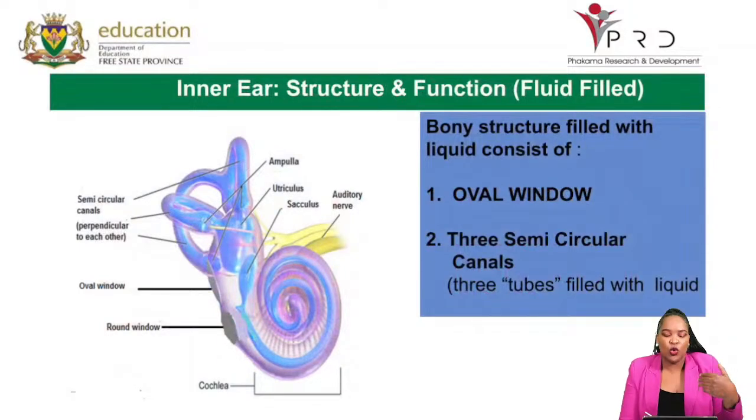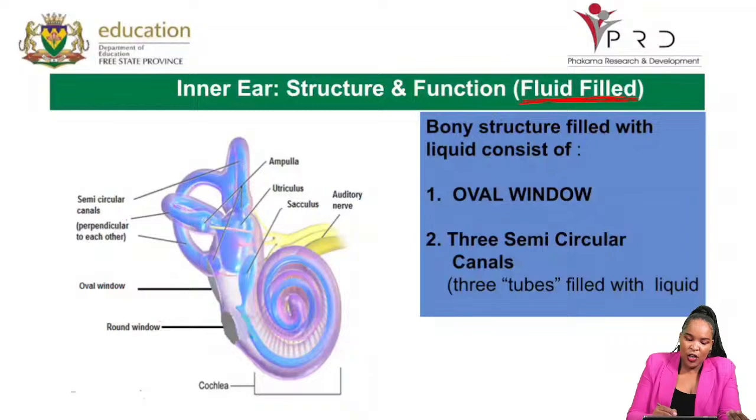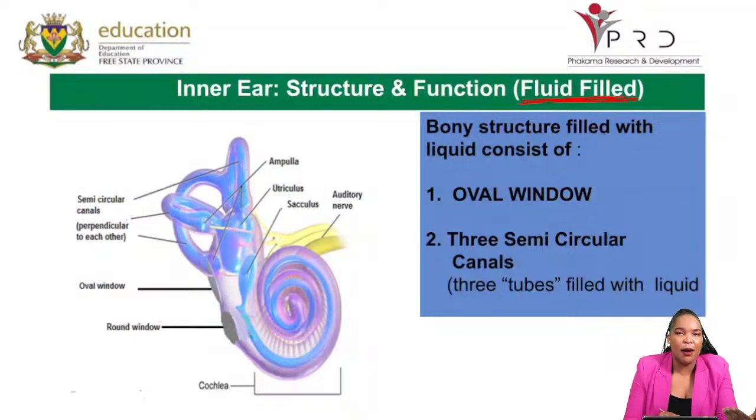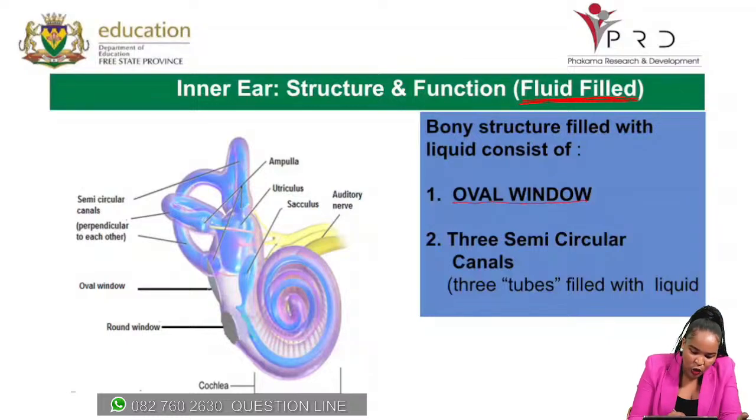And then you come into the inner ear. What do you find in the inner ear? The inner ear is filled with fluid. So you are going to talk about the endolymph and the perilymph. Those are the fluids that are found in the inner ear. So the inner ear is a bit complicated, but if you trace the structures correctly, you are not going to have a problem. So the inner ear, the bony structure, is filled with liquids, and it consists of the oval window. So you are going to check first.